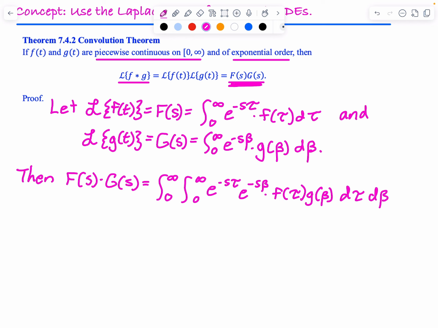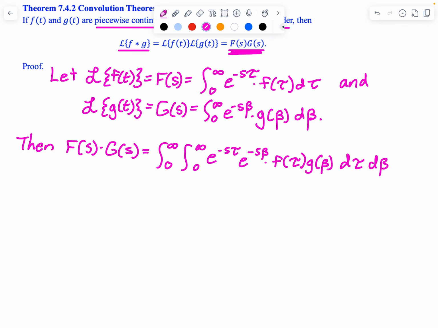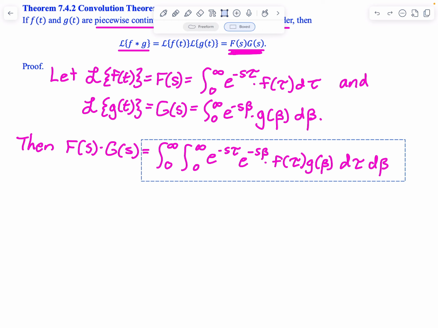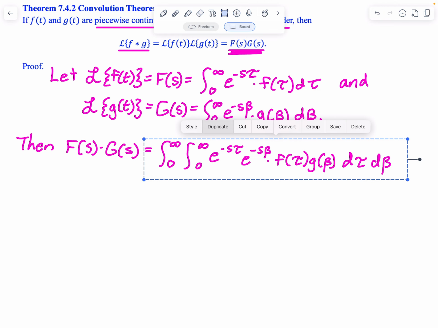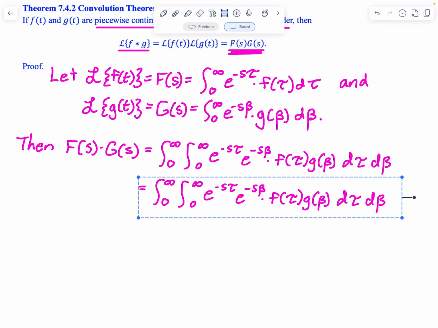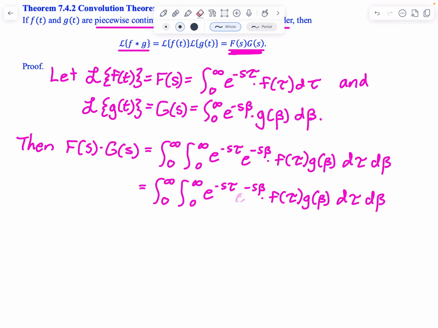All right, so I think our first step is pretty obvious here. If you can't see it, that's okay. I've done a lot of proofs. So I'm going to duplicate this, and we're going to just put our e's together. We do it a lot. This is just going to be a negative s, and it's going to be tau plus beta, because I can just add the exponents together and then I factored out a negative s.